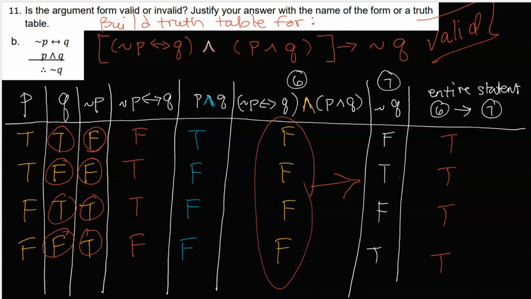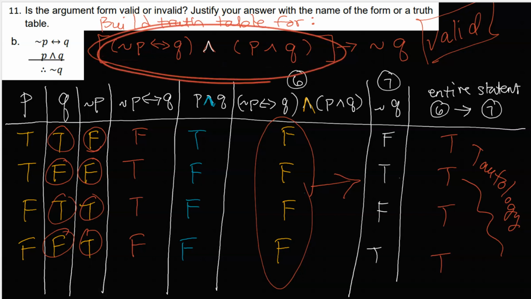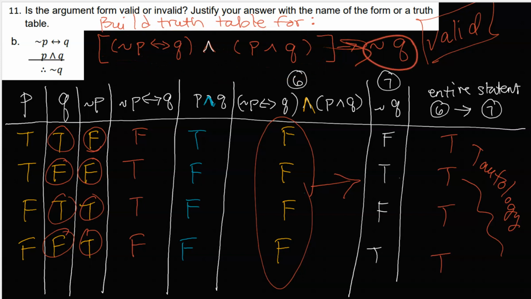Okay, the argument is valid in form because this statement is a tautology, meaning the statement is always true. And what statement are we saying that is always true? The statement that said, my premises lead to the conclusion is always true, therefore the argument is valid.